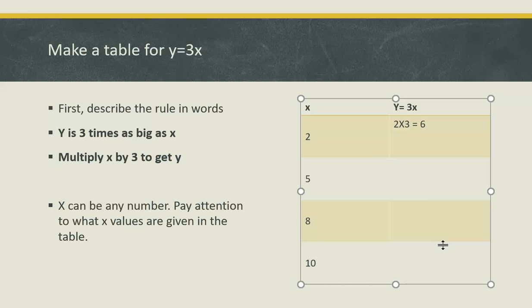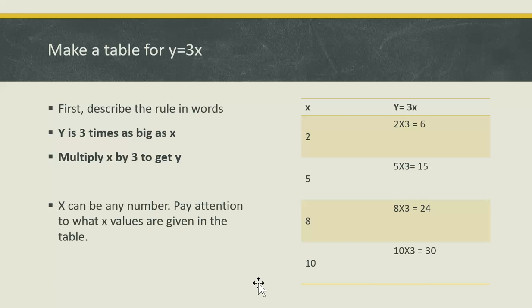Multiply x by 3 to get y. X is 5. Multiply it by 3. Gives me y is 15. Okay, x is 8. Multiply 8 times 3 to get y, 24. And our last one, multiply x by 3, gives us 30.